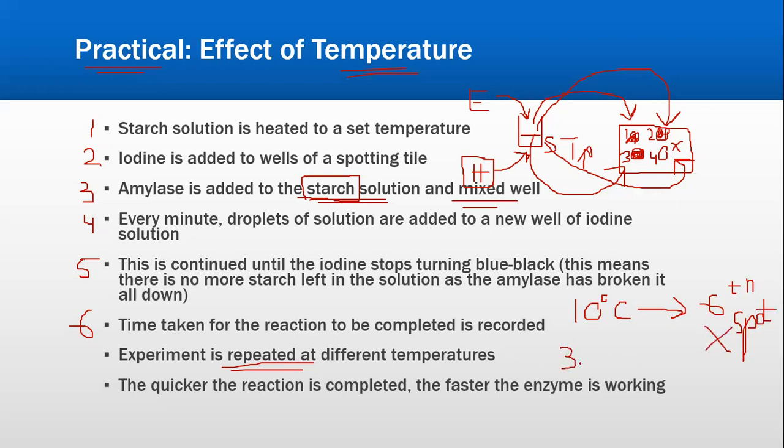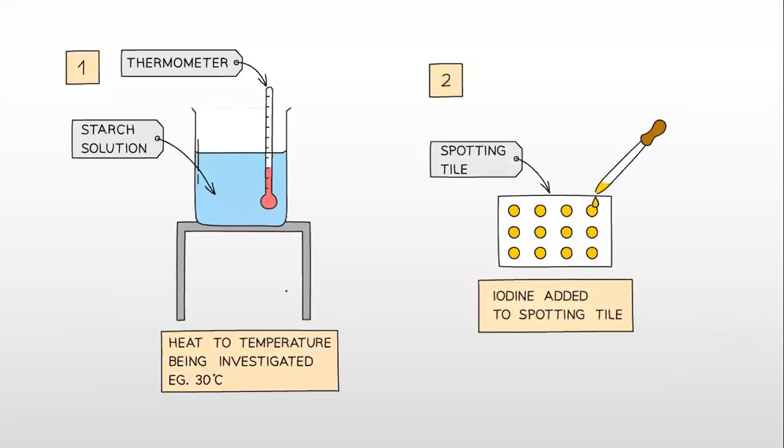Let's say when you increased the temperature to 30 degrees Celsius, maybe at the third spot the blue black vanished. This means that at a higher temperature less time was taken for the starch to be broken down. So the quicker the reaction is completed, the faster the enzyme is working.